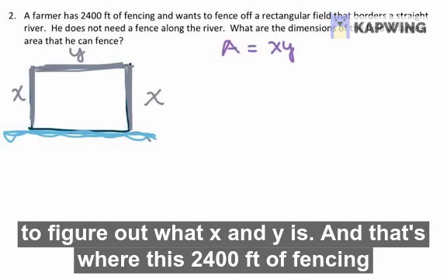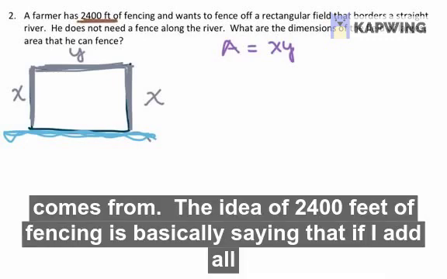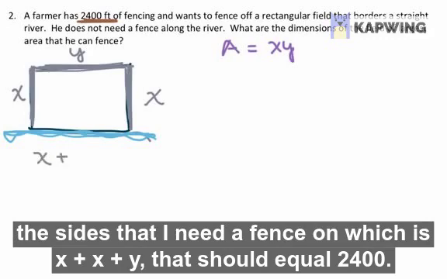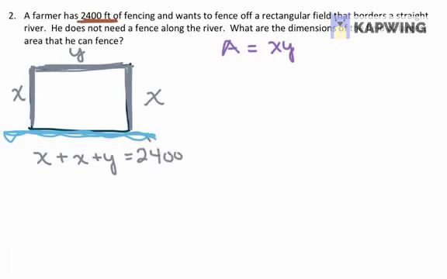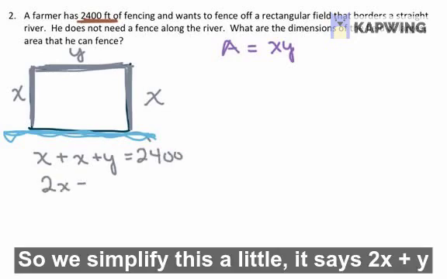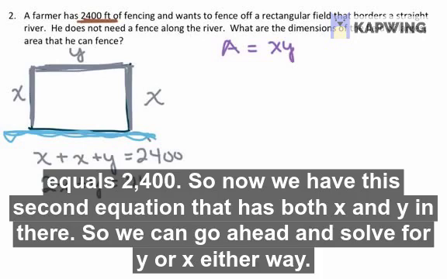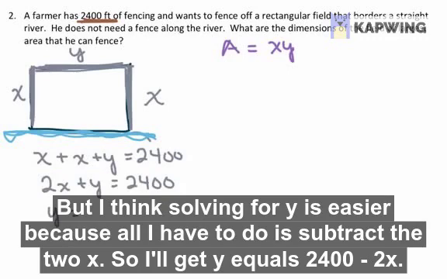And that's where this 2,400 feet of fencing comes from. The idea of 2,400 feet of fencing is basically saying that if I add all the sides that I need a fence on, which is x plus x plus y, that should equal 2,400. So we simplify this a little. It says 2x plus y equals 2,400. So now we have the second equation that has both x and y in there. So we can go ahead and solve for y or x, either way. But I think solving for y is easier because all I have to do is subtract the 2x. So I'll get y equals 2,400 minus 2x.